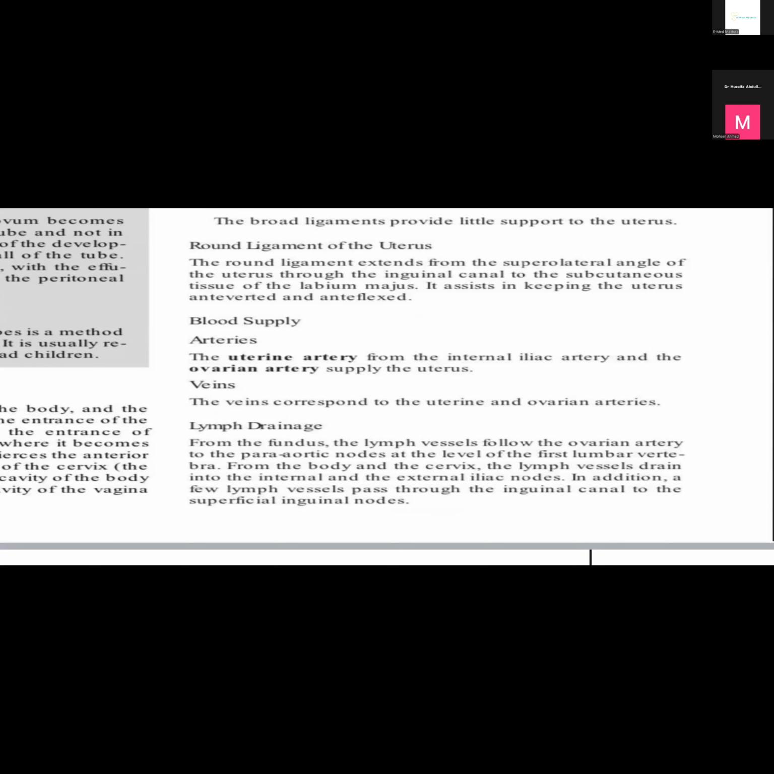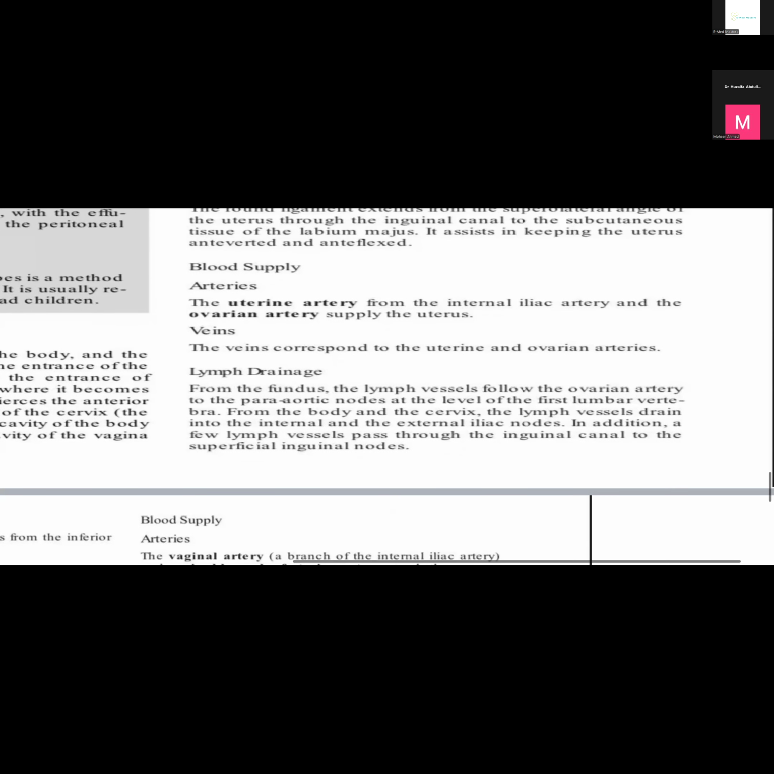Blood supply of the uterus. The uterine artery from the internal iliac artery and the ovarian artery supply the uterus. Uterine artery is a branch of anterior division of the internal iliac artery. Veins drain to the uterine vein and the ovarian vein.